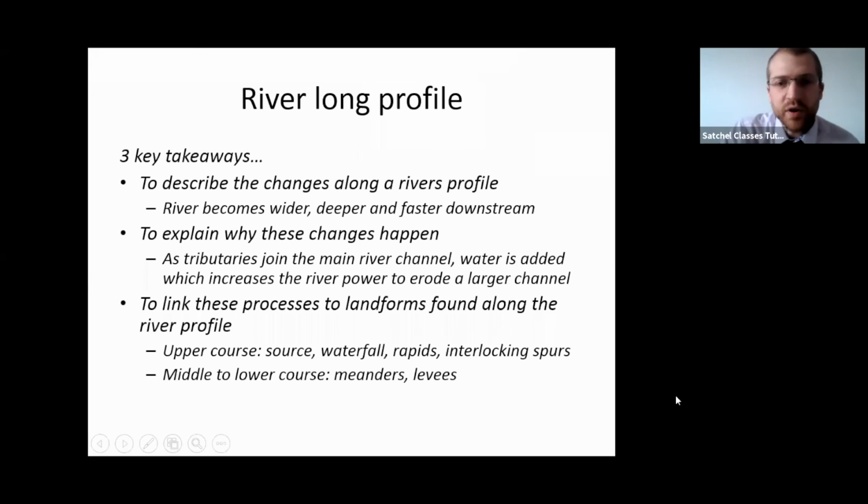And then the final point, to link the processes to some of the landforms found along the river profile. So obviously where the river is less powerful, narrower, shallower, and vertically trying to erode downwards, we're going to find source of the river, waterfall, rapids, and interlocking spurs. Where the energy is picking up and there's more lateral erosion taking place, we might find features like meanders and levees.